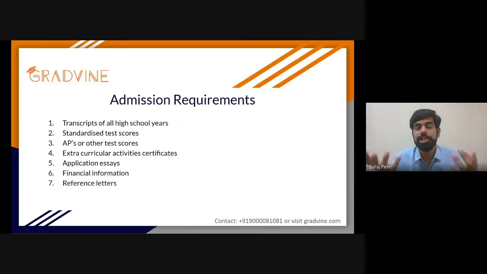Next is admissions requirements. What are all of the things? These are just a little bit of a primer. Universities might have different requirements depending on which university you're applying to. So you'll need transcripts from all of your 9th, 10th, 11th grades. You will need standardized test scores, APs or other test scores, extracurricular certificates, etc. You will need application essays, very, very important, all application essays, financial statements, financial information of your sponsors, and lastly, reference letters. All of these are things that you will be requiring, right?